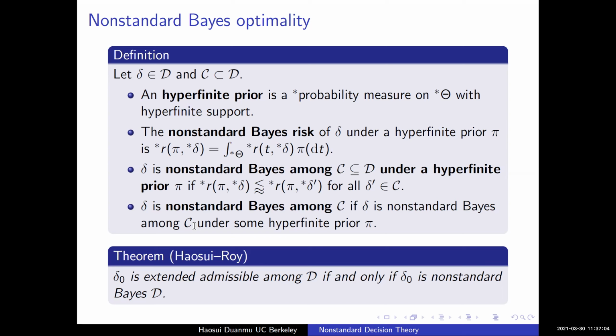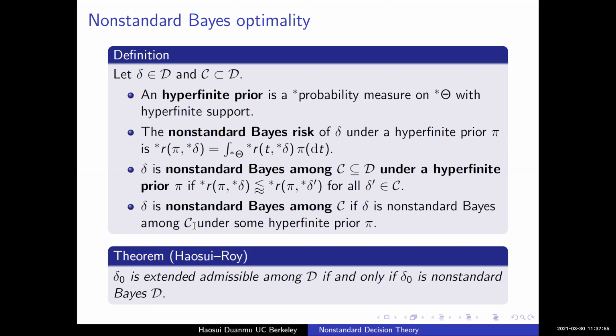The nonstandard Bayes risk of delta under a hyperfinite prior pi is denoted by this nonstandard integration of the star risk of star delta at star theta with respect to the hyperfinite prior pi. We say that delta is nonstandard Bayes among C under a hyperfinite prior pi if the nonstandard Bayes risk of delta is less than or infinitely close to the nonstandard Bayes risk of delta prime under pi for all other delta prime in C. We say that delta is nonstandard Bayes among C if delta is nonstandard Bayes among C under some hyperfinite prior pi.